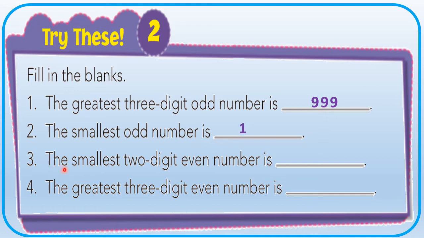Number 3, the smallest 2-digit even number is. The smallest 2-digit even number is 10. Number 4, the greatest 3-digit even number is. Greatest 3-digit number is 999 and the greatest 3-digit even number is one less than that, that is 998.